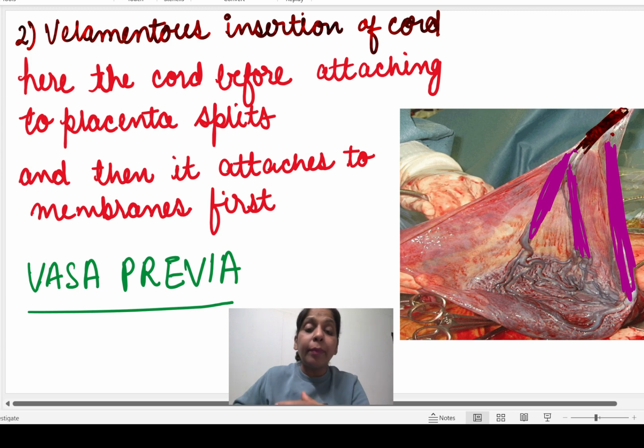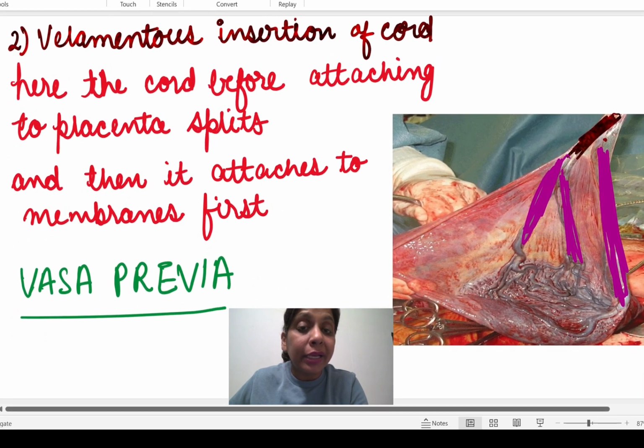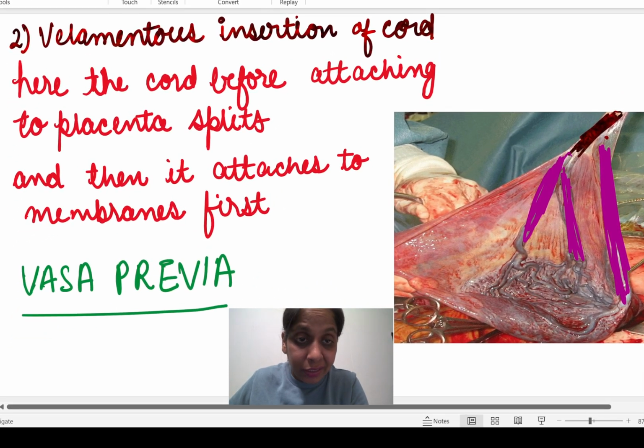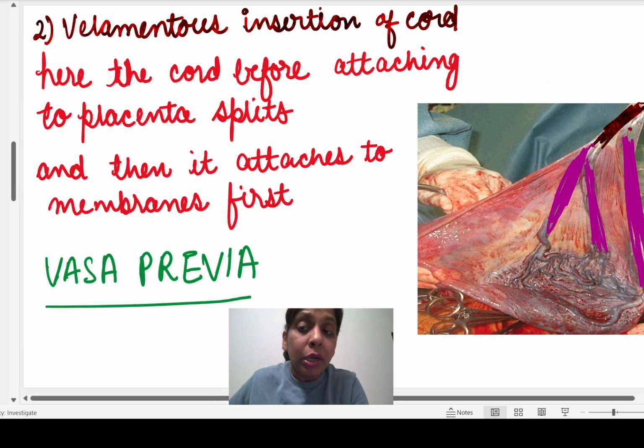And thereby these vessels insert onto the membranes, right? That is why, because these vessels have separated, rather than inserting in the placenta center, they insert in the membranes. That is why whenever they give you the picture of velamentous placenta, they will always show you that the umbilical cord is dividing into 3 vessels, and they will clearly show you the membranes.